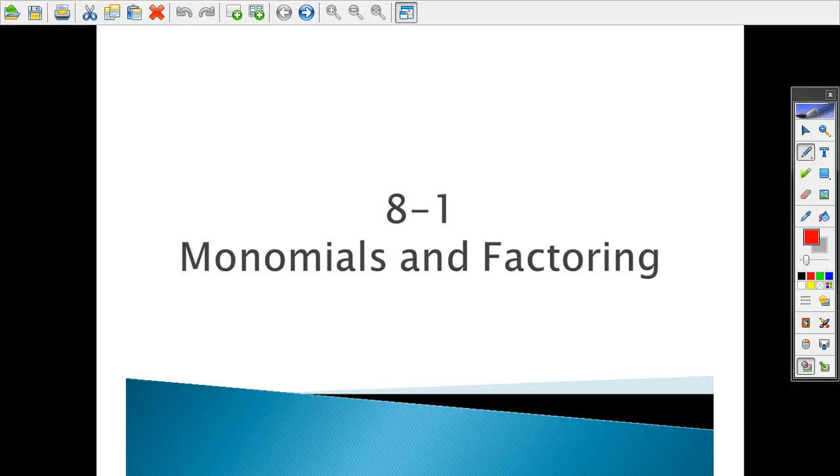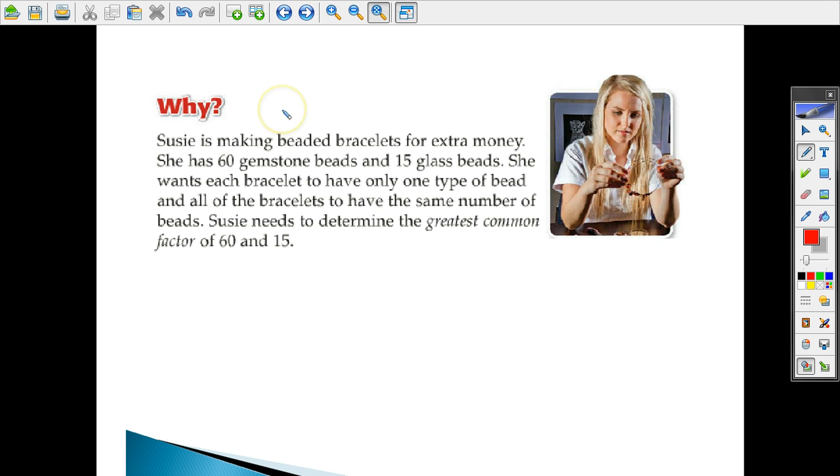This is finally Chapter 8. We're moving on to Section 1, Monomials and Factoring. Okay, so when will we use this? Susie's making beaded bracelets for extra money. She has 60 gemstone beads and 15 glass beads. She wants each bracelet to have only one type of bead, and all the bracelets have to have the same number of beads. Susie needs to determine the greatest common factor of 60 and 15.